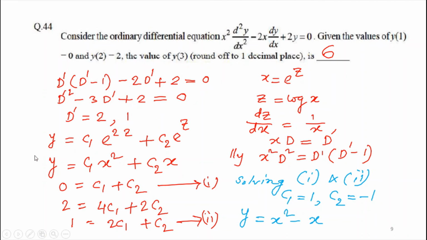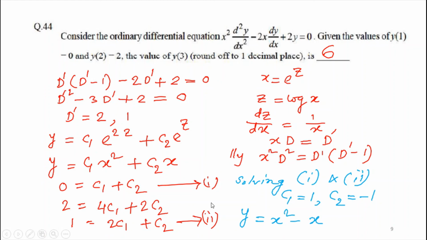Then we can write the complementary function. Now let us put e power z as x. Then e power 2z is x squared. Now the conditions given: when x equals to 1, y equals to 0. So let us put x equals to 1 and we are getting y as 0. So c1 plus c2 is 0. And then x equals to 2, let us put 2 to 4 c1 and 2 c2 and y value is 2. So we are getting 2c1 plus c2 as 1.